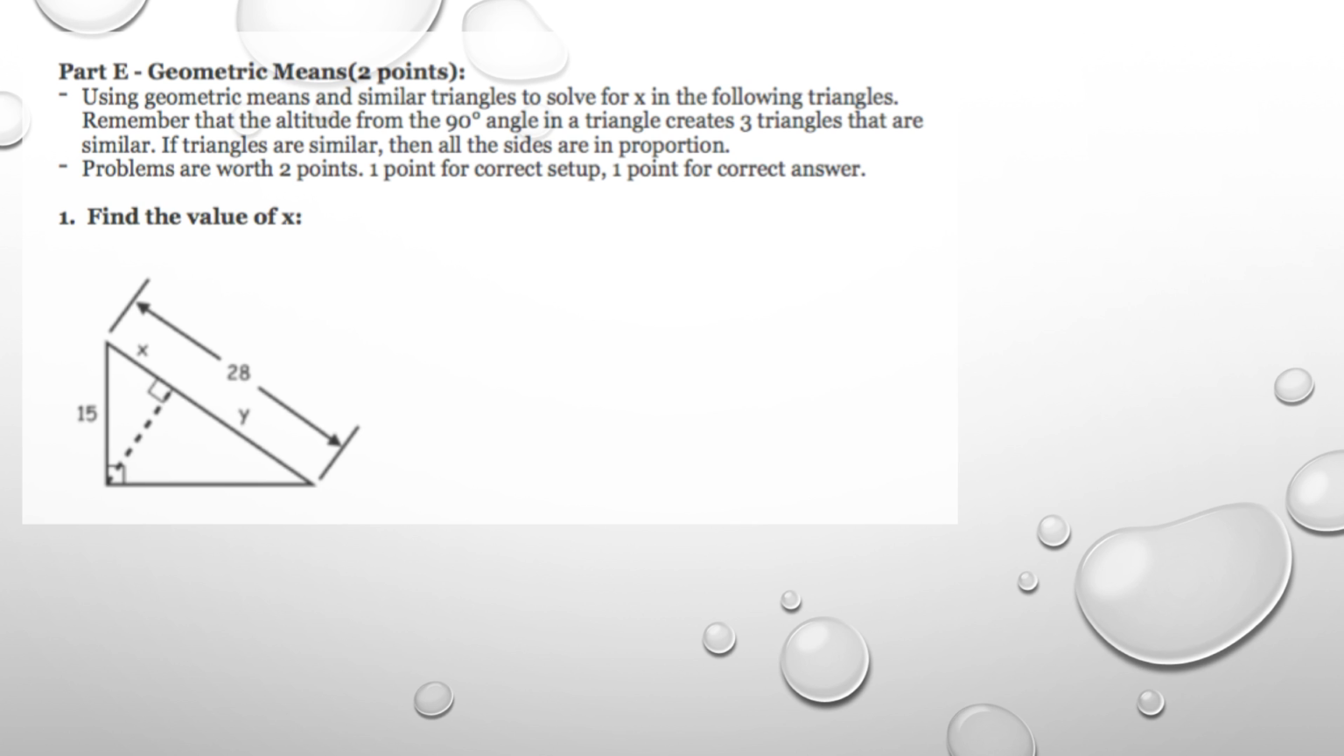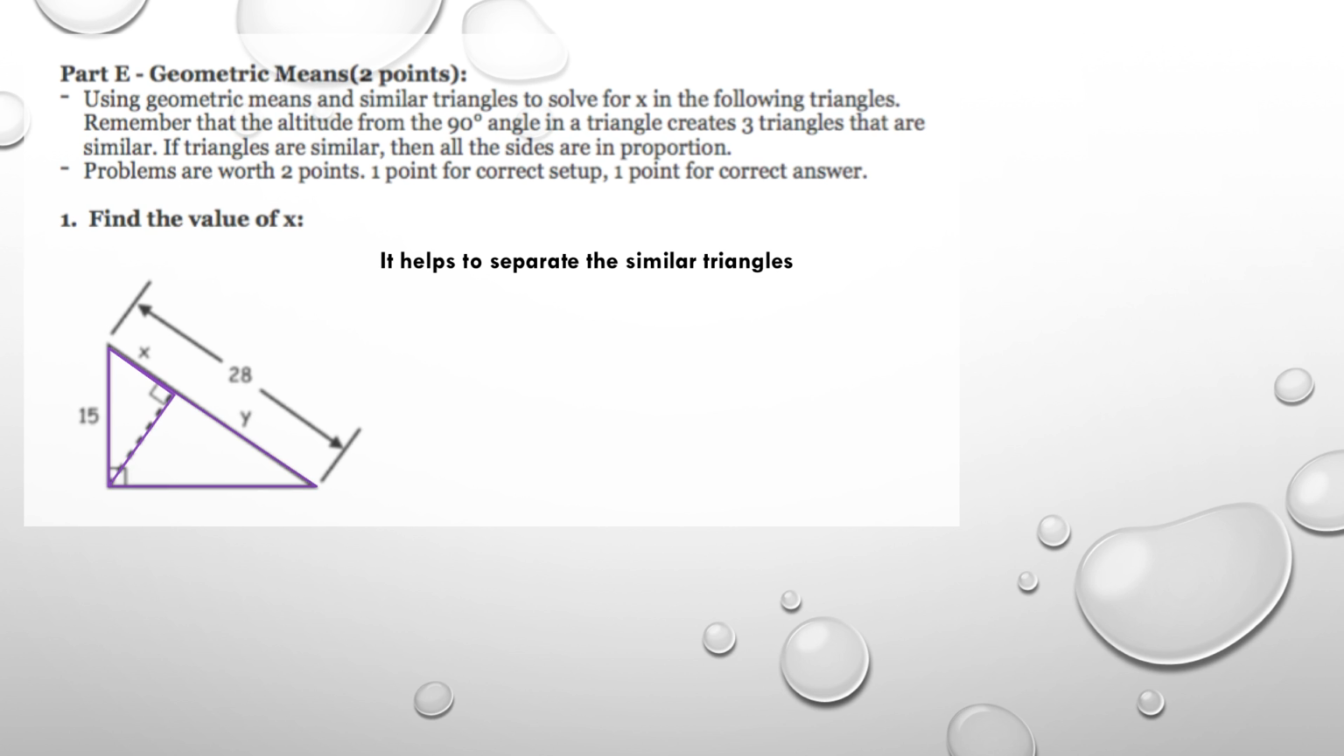Now, what we need to remember about similar triangles is that the sides of similar triangles are in proportion with each other. So let's use that information to solve for x in this case. Alright, so in this triangle the hypotenuse is 28. And when the altitude intersects the hypotenuse, it creates two shorter sides, x and y. Also, we see that the smaller of the two sides of this right triangle is 15.